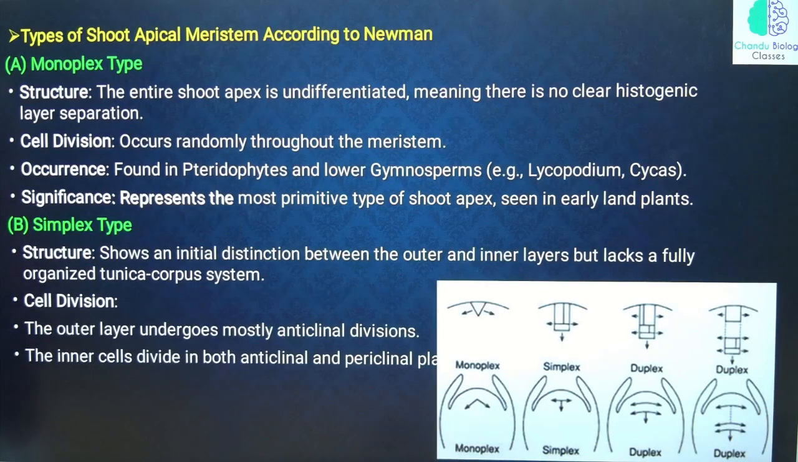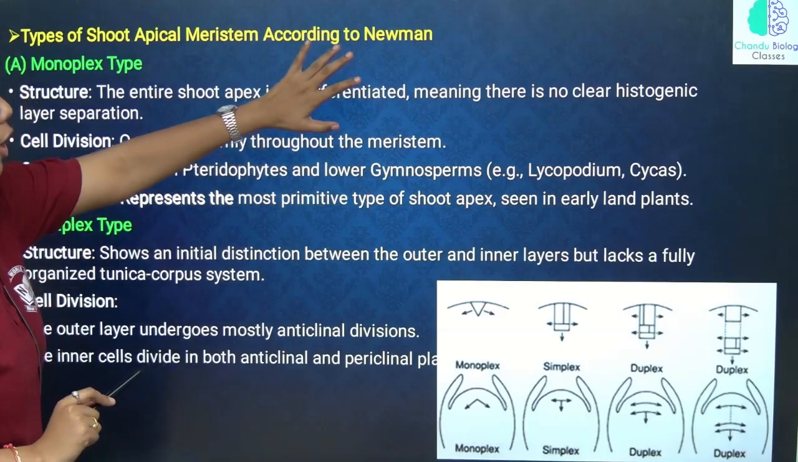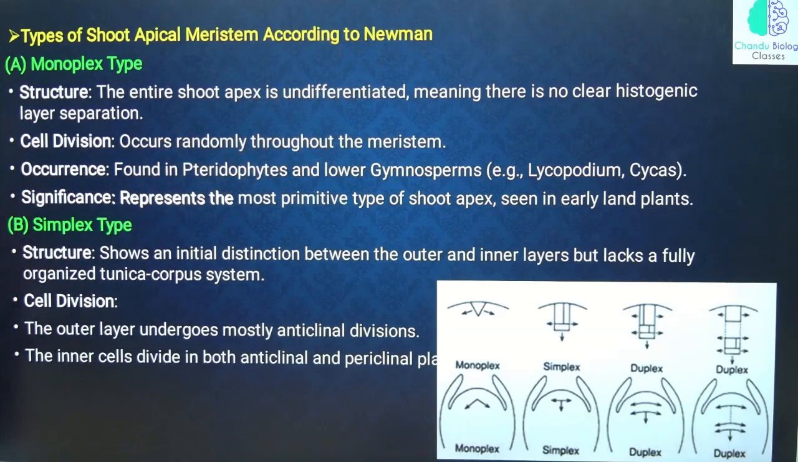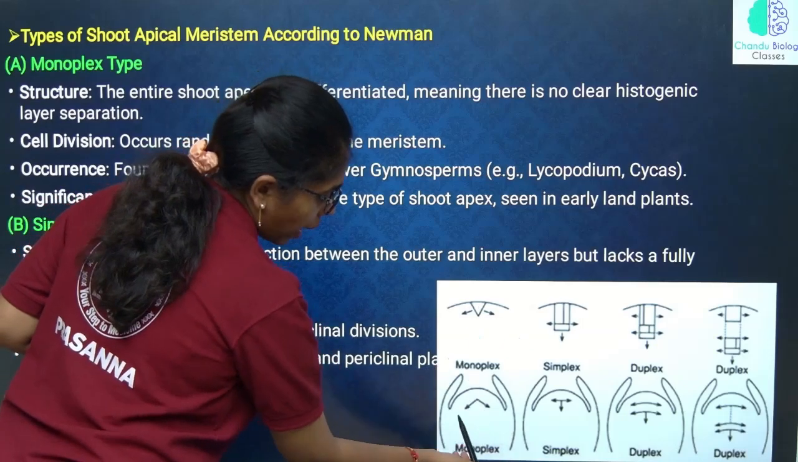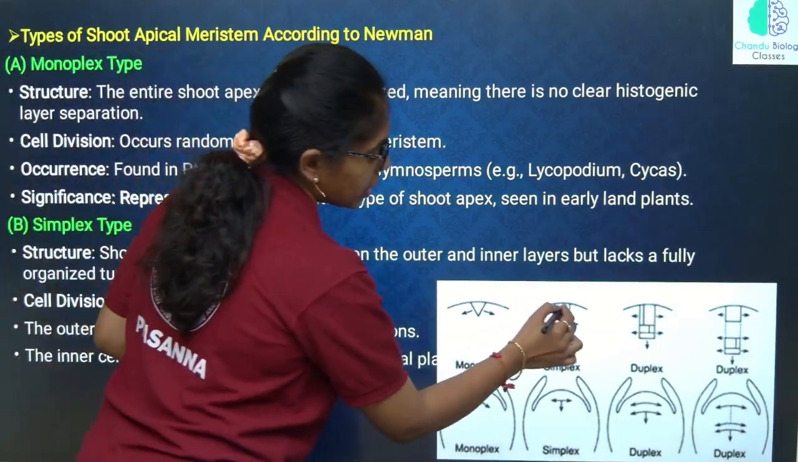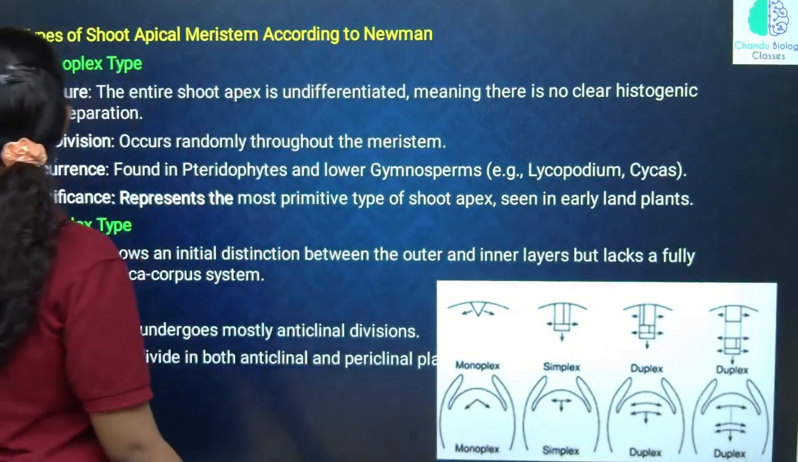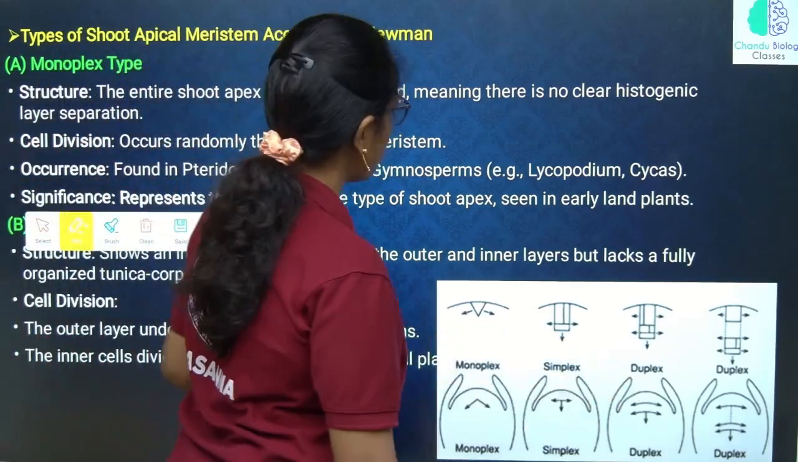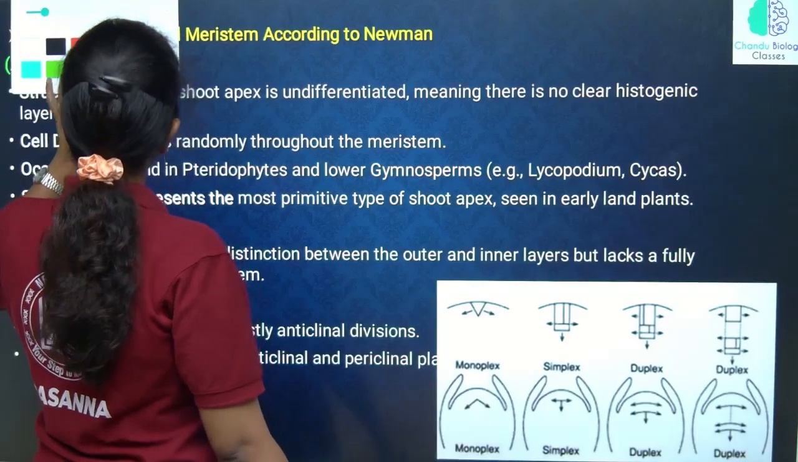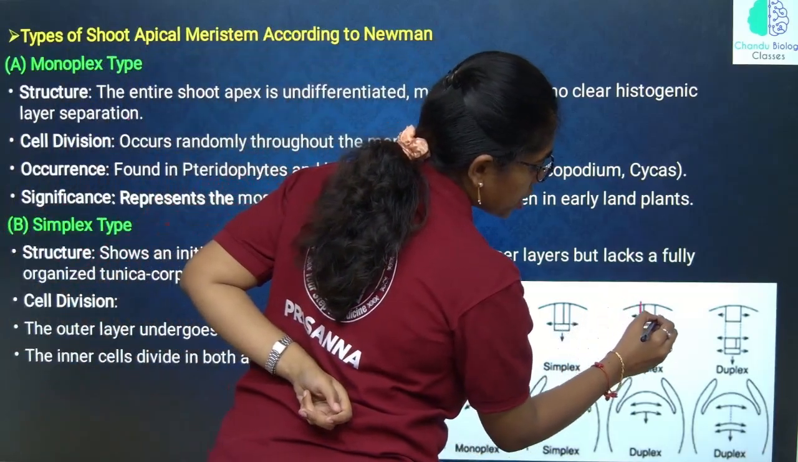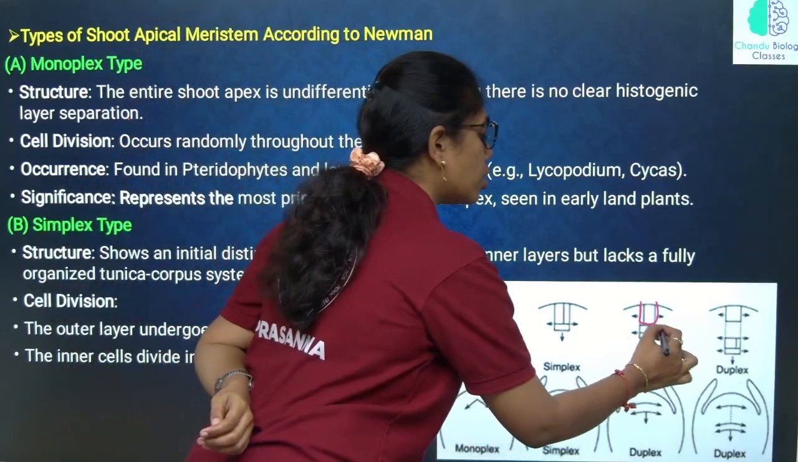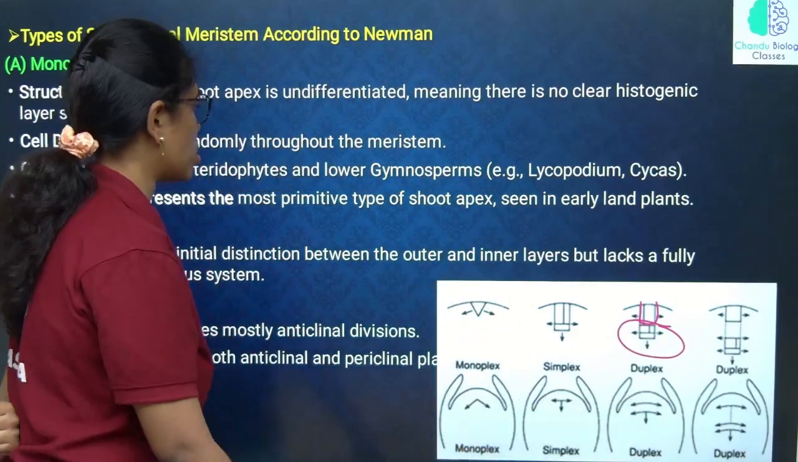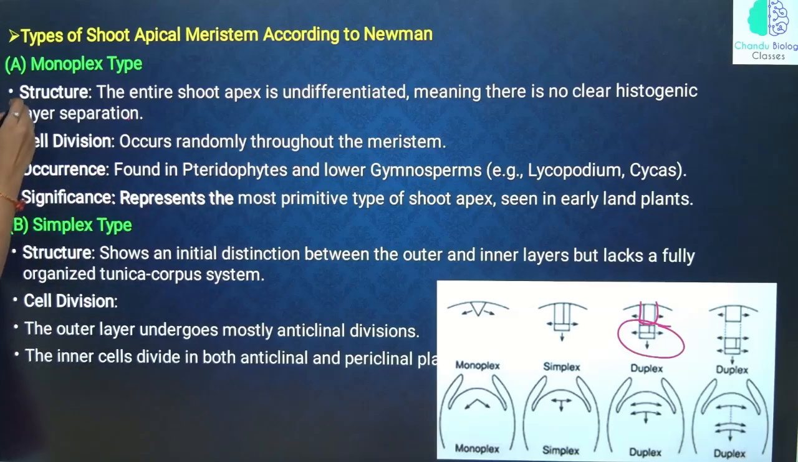Then the types of shoot apical meristem according to Newman. We have 3 types: monoplex, simplex, and duplex. In monoplex there is a single cell which divides in all the planes. In simplex, the first layer is formed as a result of anticlinal division, and the second layer is because of periclinal divisions. In duplex, the first layer is formed because of anticlinal and the rest 2 layers of periclinal divisions. Clear? Now we will understand it better.